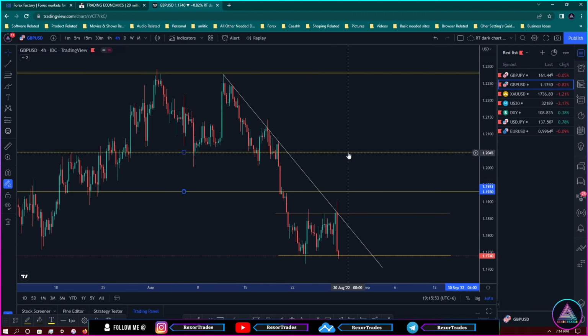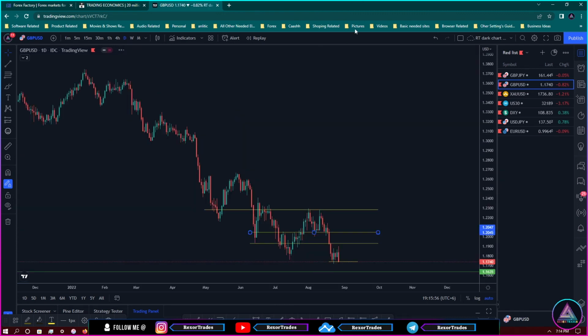in hopes of GBPUSD pushing all the way up to retest this key zone, which you saw on the daily time frame as well right around here. And if it makes a breakout of this key zone with further bullish momentum, then you can look for further trades on the long side as well. So that's my analysis on GBPUSD in multiple time frames for the upcoming week.